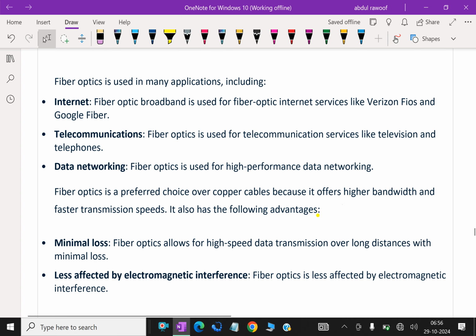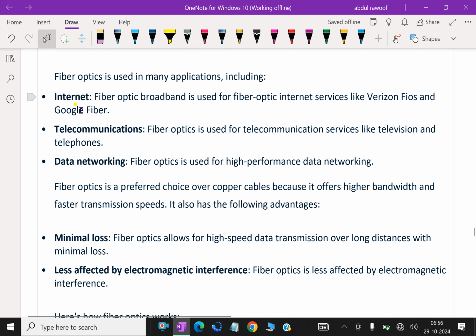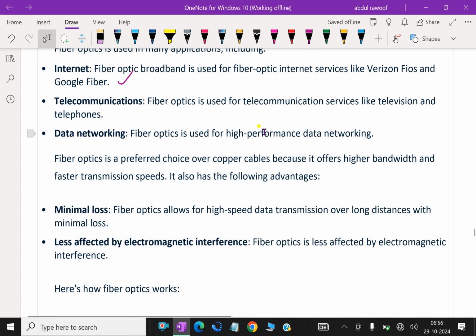Fiber optics is used in many applications, including internet. Fiber optic broadband is used for internet services like Verizon Fios and Google Fiber. In telecommunication, fiber optics is used for services like television and telephones. In data networking, fiber optics is used for high performance data networking. Fiber optics is a preferred choice over copper cables because it offers higher bandwidth and faster transmission speeds. It also has the following advantages.